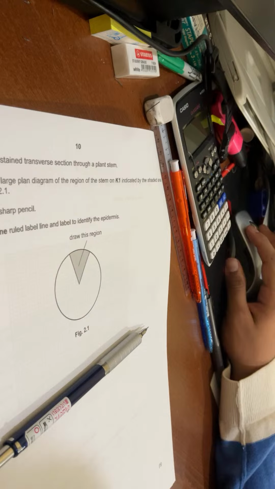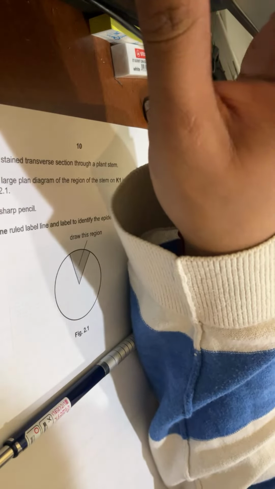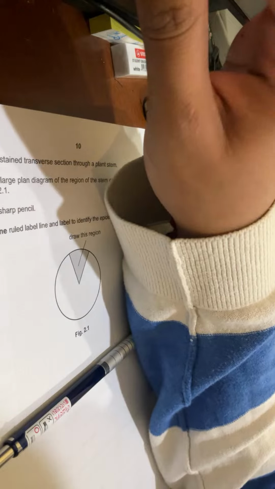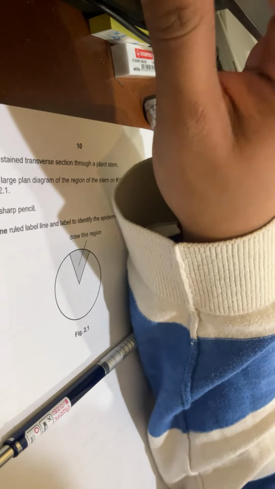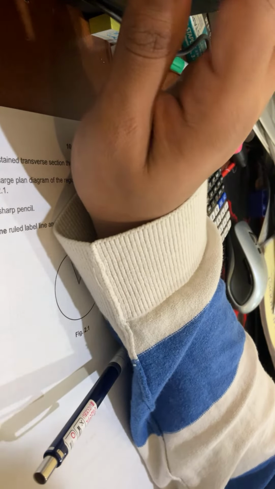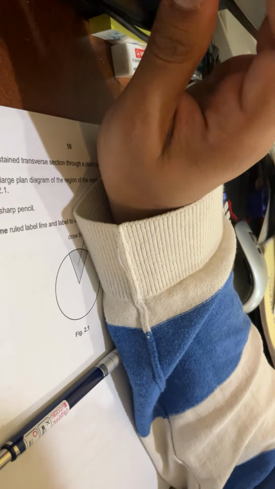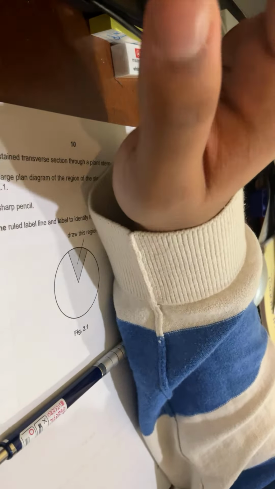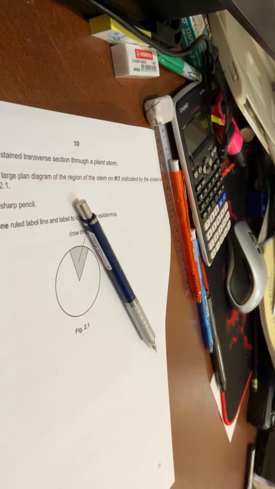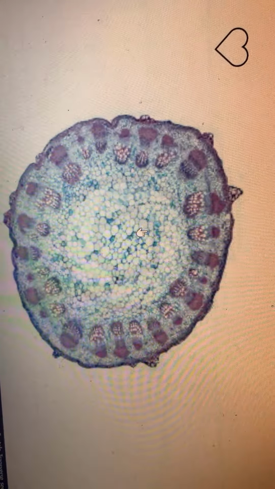Okay, so I don't really have a clear picture of a root stem, but let me see if I can find one on the internet. Okay, we found one. Nice. We found a nice picture of a stem. I'm going to show y'all now on the screen. This is what we're going to be using. So, let's get to drawing.